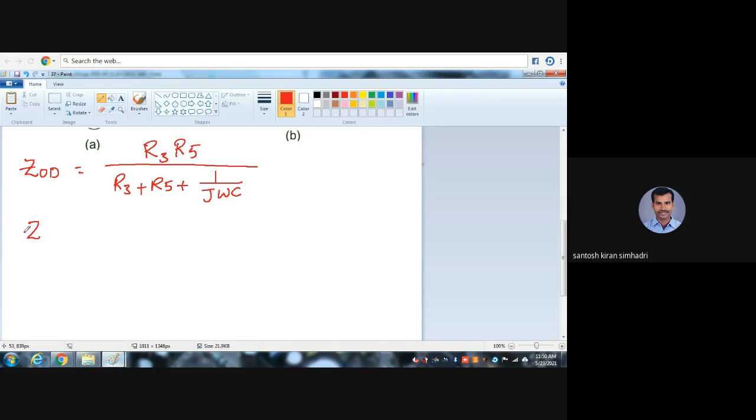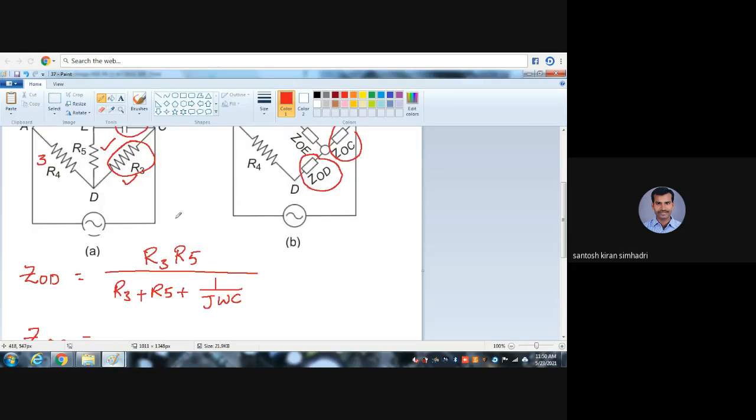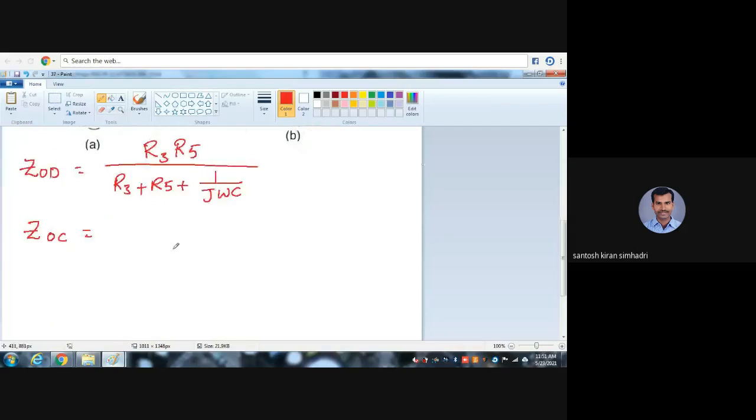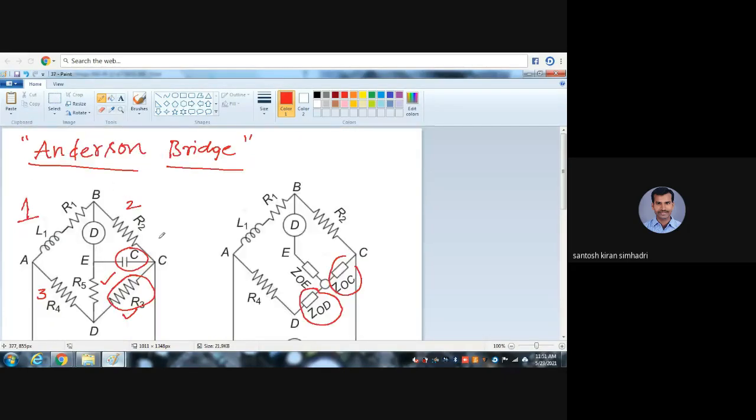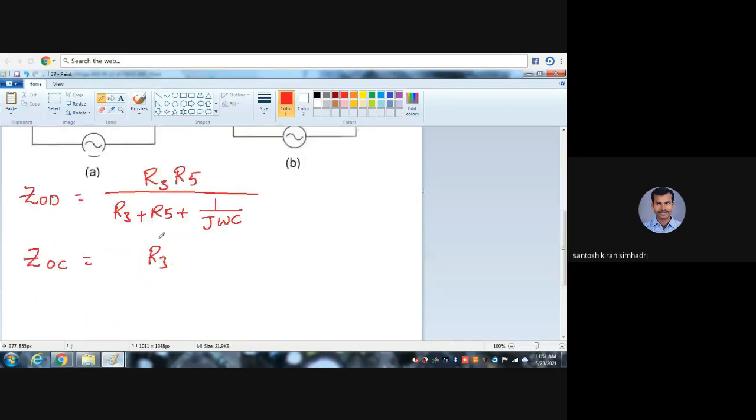If I want ZOC, you can just guess it. Very, very simple. The third one, R3, is as it is. Okay, I will write down this is R3, this is R3. This R3 with respect to capacitance, so I will write 1 by j omega C.